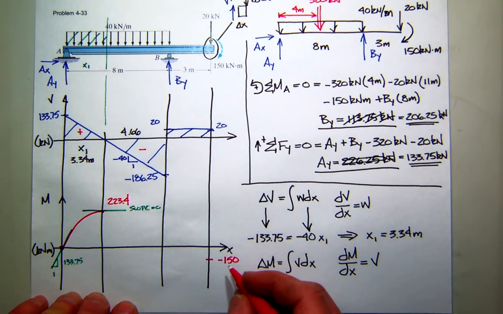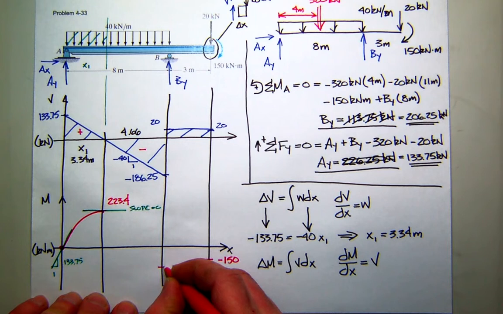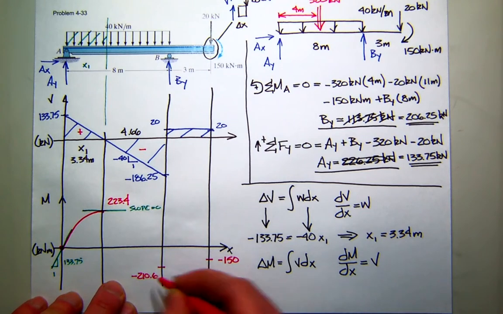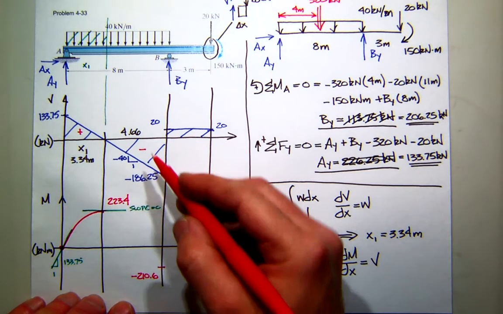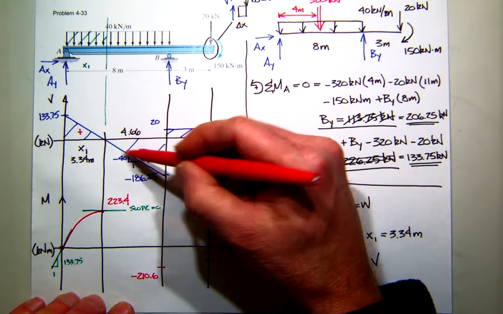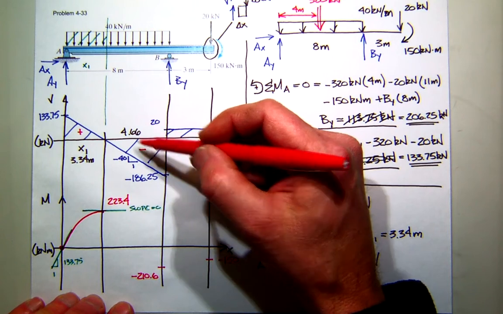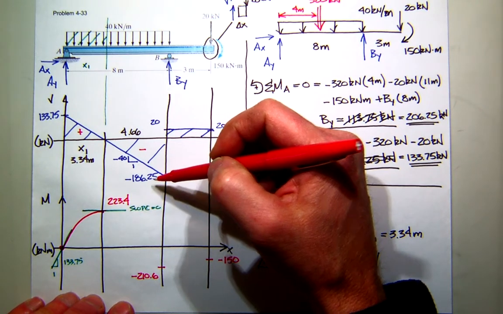Looks like I'm going to adjust my thing here. So let's see. This is 210's about right here. So negative, what'd you say, 210.6? We're subtracting what? Well, the amount we're subtracting is the area of this part of the curve. And since it's a triangle, it would be 1/2 base, 4.66 times height, negative 186.25.